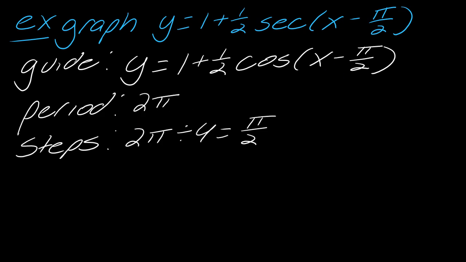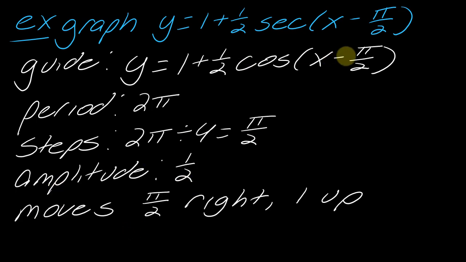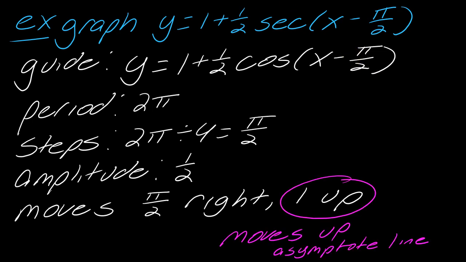Okay, so first things first, we've got to determine our period. I don't have anything next to the x, and my period is just 2 pi, which means that my steps are going to be pi over 2 in width. Amplitude in this case is 1/2, and then this graph is going to move up pi over 2 units to the right. So it's going to move up 1, and then it's going to move pi over 2 units to the right. Now, I'm going to repeat this again.